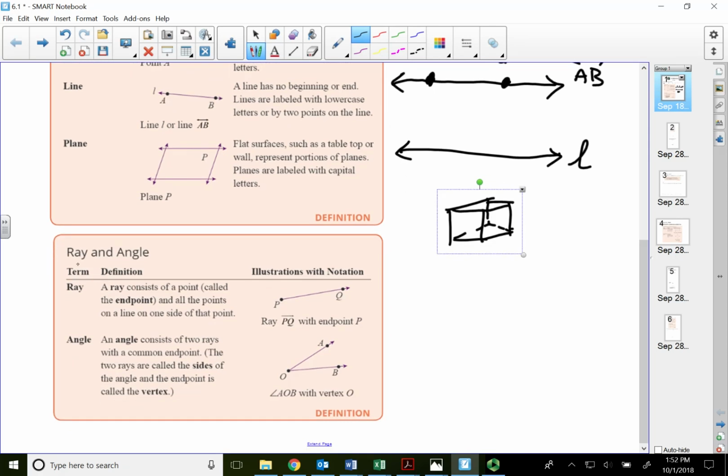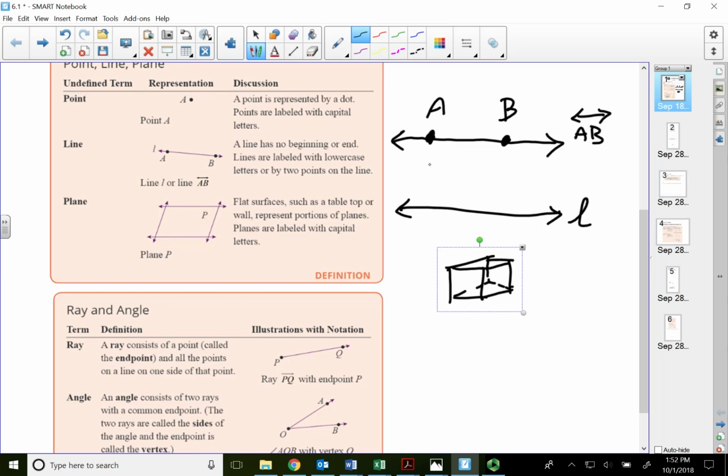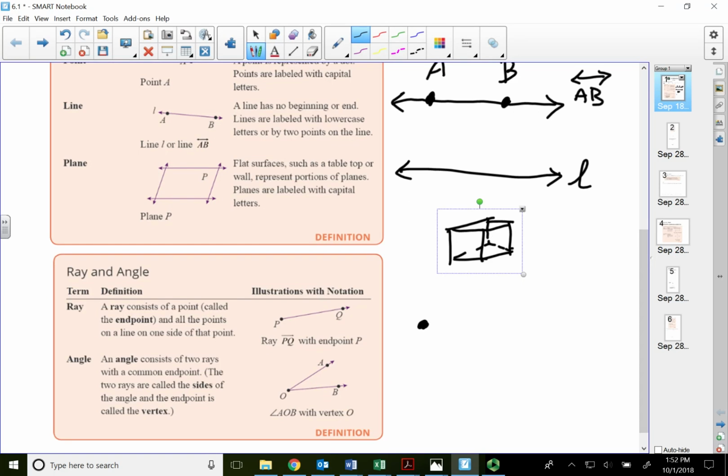All right, take a look at the definition of ray and angles. A ray consists of a point called the endpoint and all points on the line on one side of that point. What I mean is, if I have a line and I cut off one arrow, let's pretend this is point A. I cut off the arrow on the left and let the other side keep on going. This is called ray AB, and we denote it this way with one arrow, with an endpoint A. Here they just call this ray PQ, with the endpoint P.